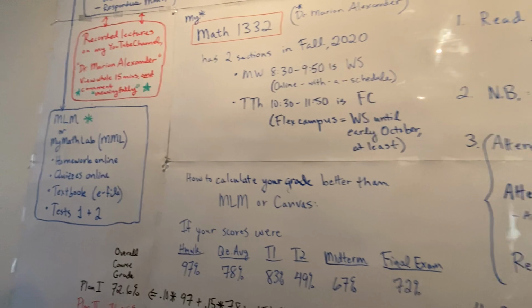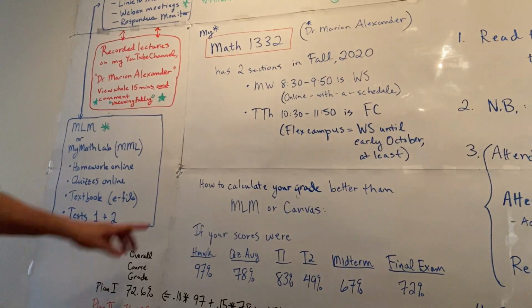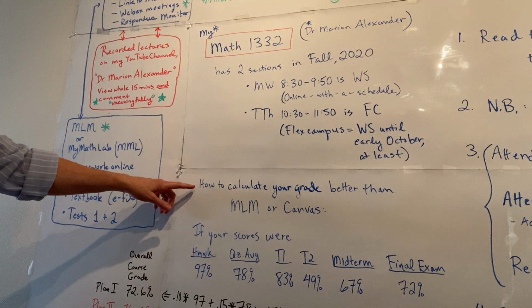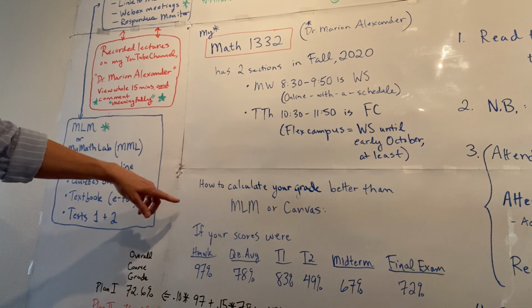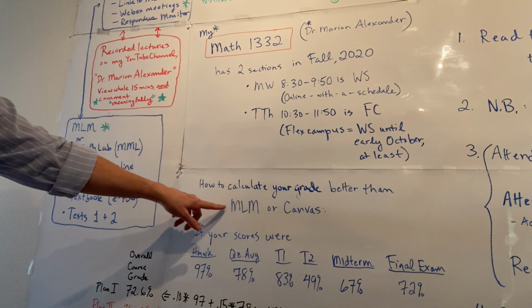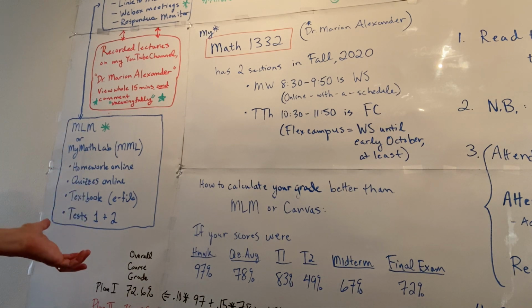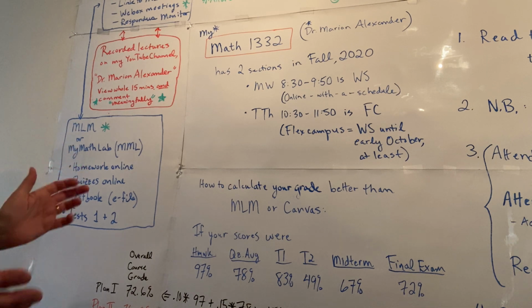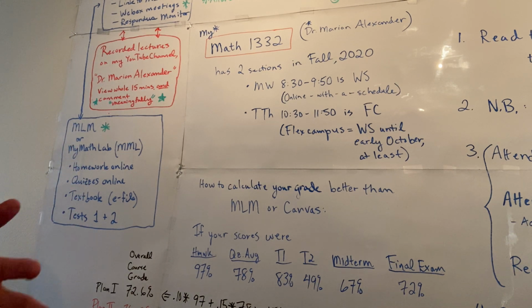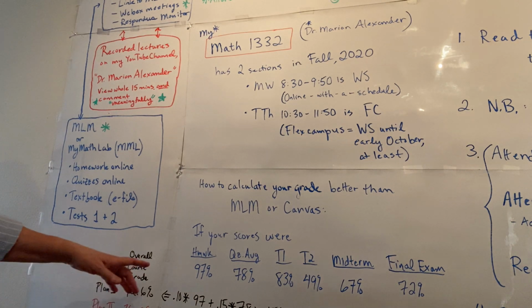Okay, so because Canvas is trying to keep track of what's going on in MyLab Math, but it can't keep track of what's going on with the videos, there's no way that Canvas or MyLab Math can give you an accurate course grade during the semester, or even at the end of it. By reading the syllabus, you'll know exactly how the grades are calculated.